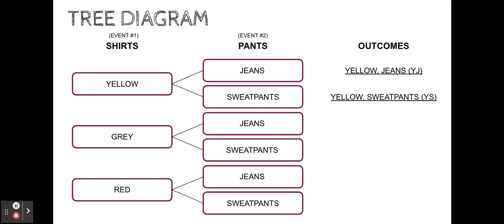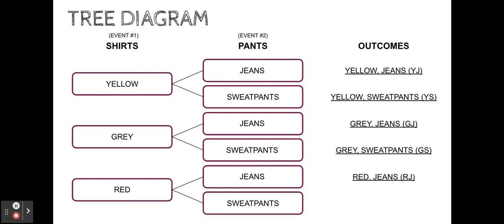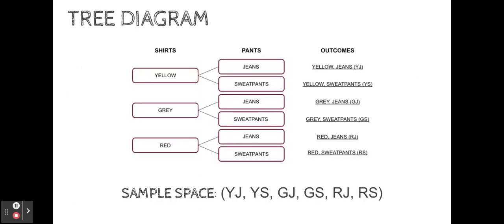If we pair the gray shirt with the jeans, we get GJ. And if we pair the gray shirt with sweatpants, we get GS. Finally, the red shirt. We can pair it with the jeans to make an RJ combination, or we can pair the red shirt with sweatpants to make RS. Now we take all of those possible outcomes and list them in a sample space.